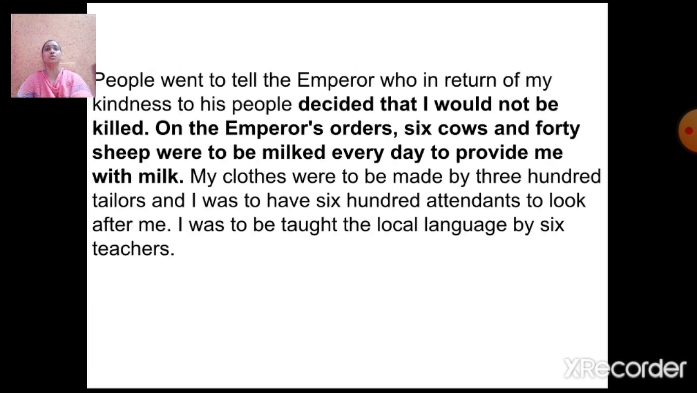People went to tell the emperor, who in return of my kindness to his people decided that I would not be killed. On the emperor's orders, 6 cows and 40 sheep were to be milked every day to provide me with milk. My clothes were to be made by 300 tailors, and I was to have 600 attendants to look after me. I was to be taught the local language by 6 teachers.